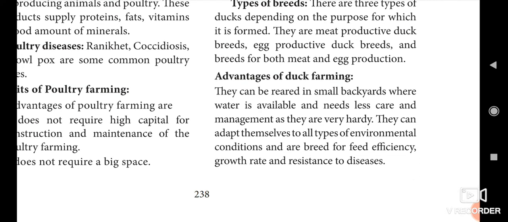So next we see what the advantages of duck farming are. They can be reared in a small backyard where water is available and need less care and management, as they are very hardy. They can adapt themselves to all types of environmental conditions and are bred for feed efficiency, growth rate and resistance to diseases. So they will be easily adaptable to any environmental conditions.